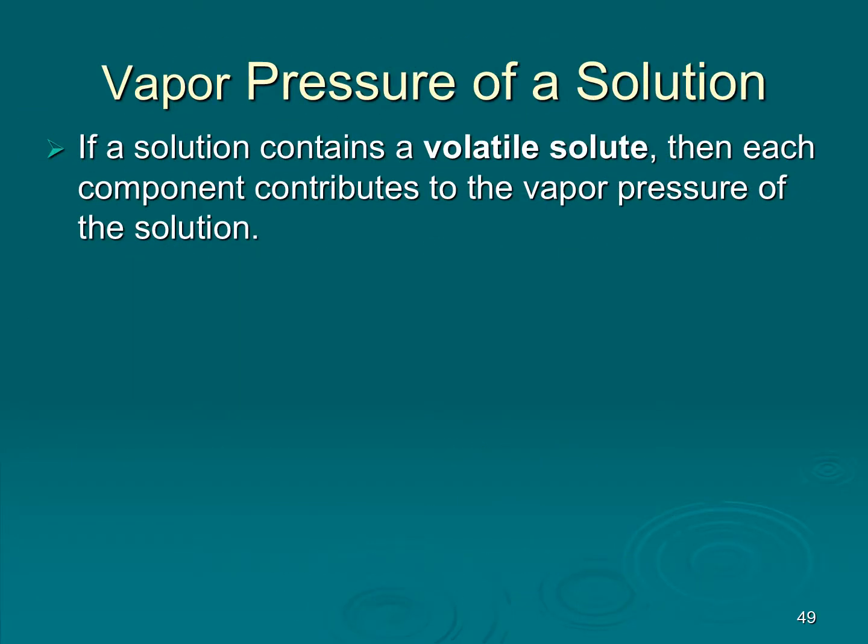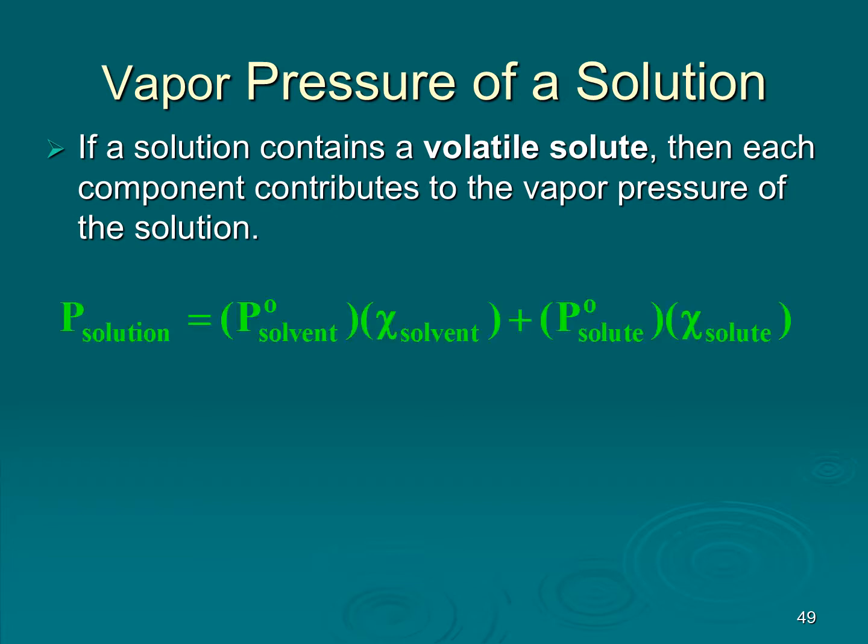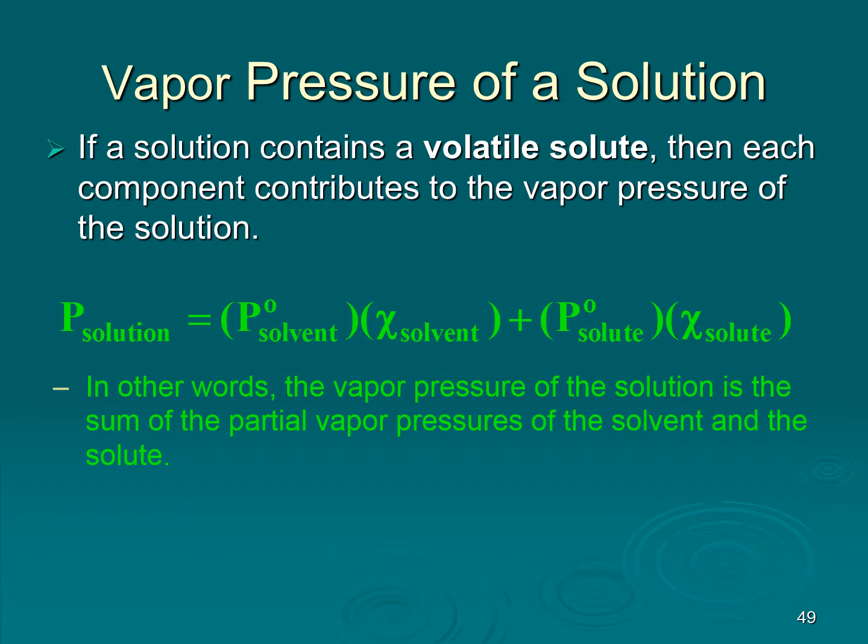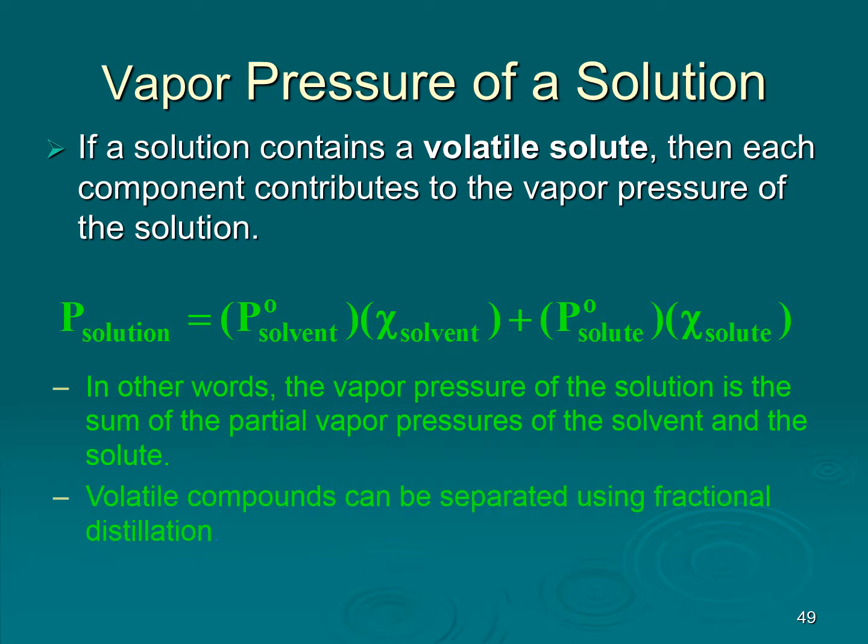All right, a little bit beyond what we're going to be talking about. What if your solute is volatile, meaning that it easily vaporizes? Then each component will contribute to the vapor pressure, and so it's not quite so straightforward. This is Raoult's law for a volatile solute. The vapor pressure of the solution is equal to the pure vapor pressure of the solvent times the mole fraction of the solvent plus the pure vapor pressure of the solute times the mole fraction of the solute. And so the vapor pressure depends on both the pressure of the solvent and the solute.